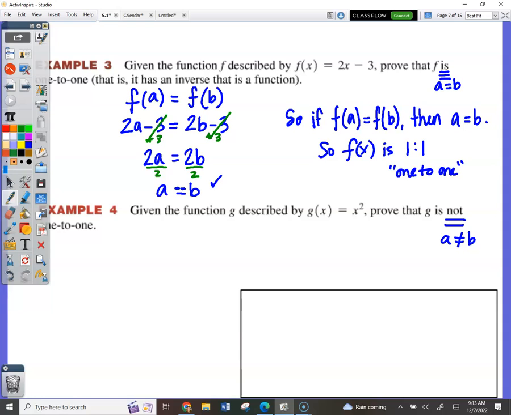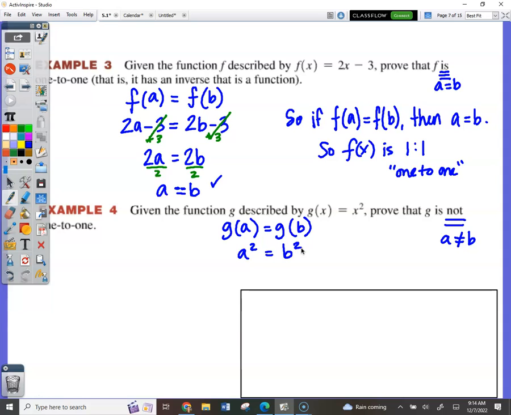All right, so set it up. f of a equals f of b. I'll write right here, f of a equals f of, oh, it's g. It doesn't matter. You can call it f if you want. g of a equals g of b. Plug it in. So I'd have a squared equals b squared, right?